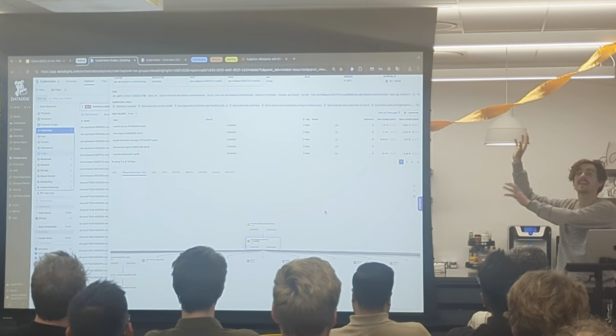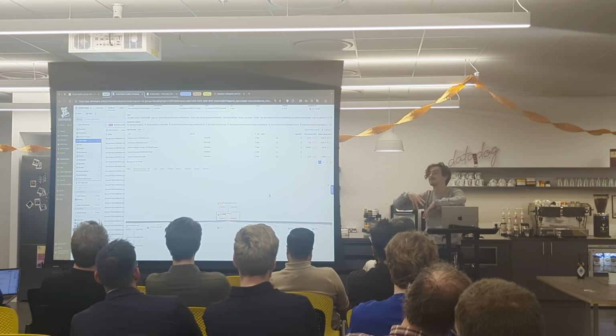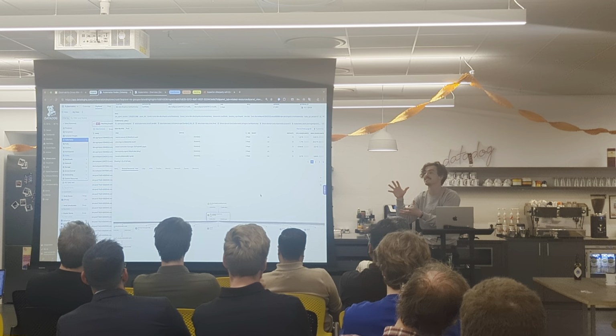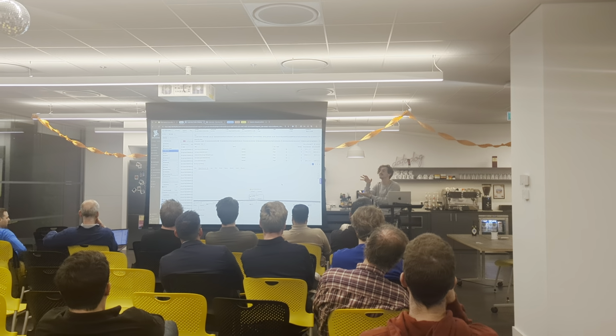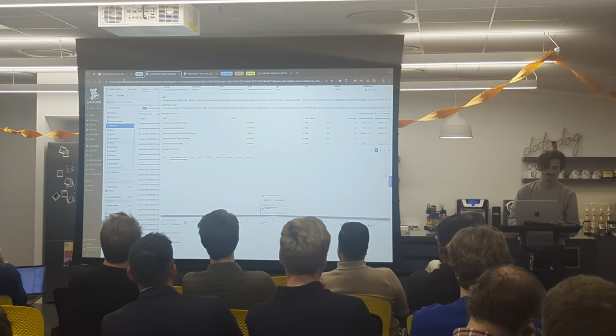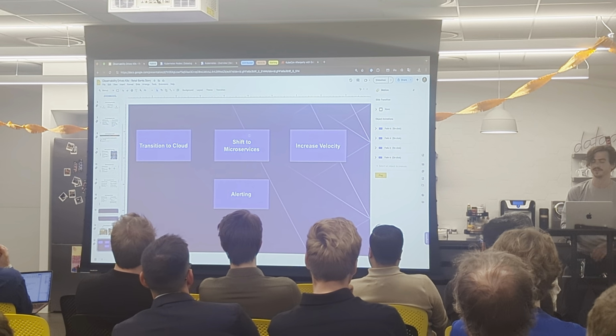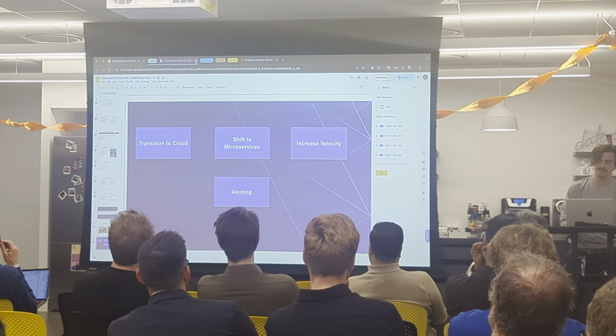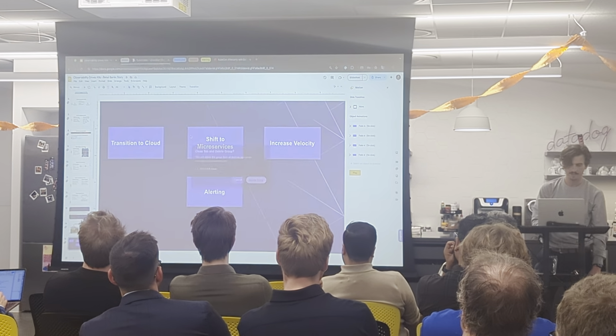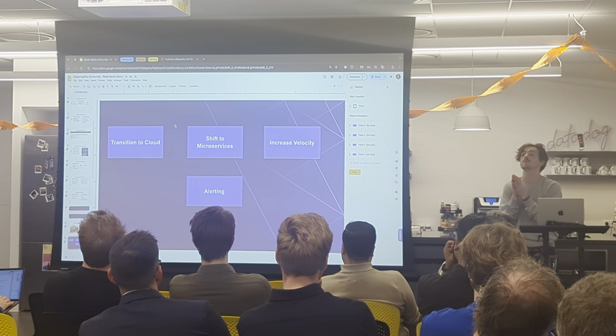And again, this is Datadog's way. You could build this yourself. There's other tools in the market, but a need is one, get everything together in one place. And the next one then is this shift to microservices. And the solution for this is distributed tracing.